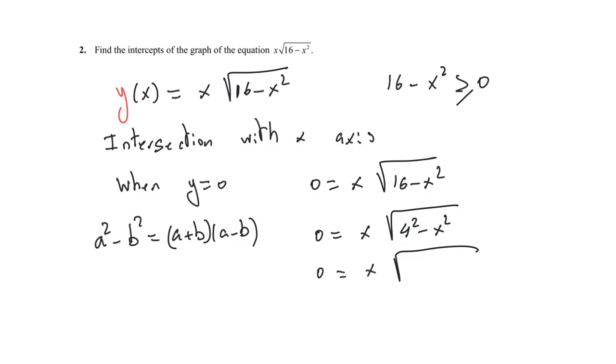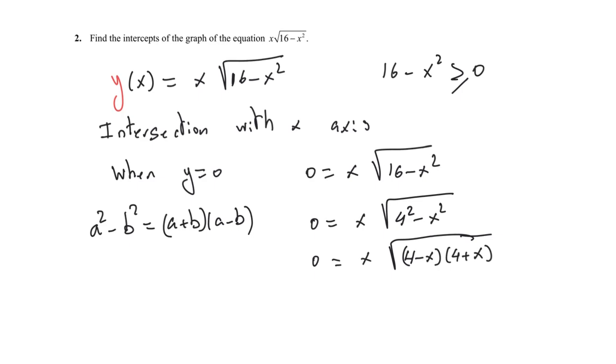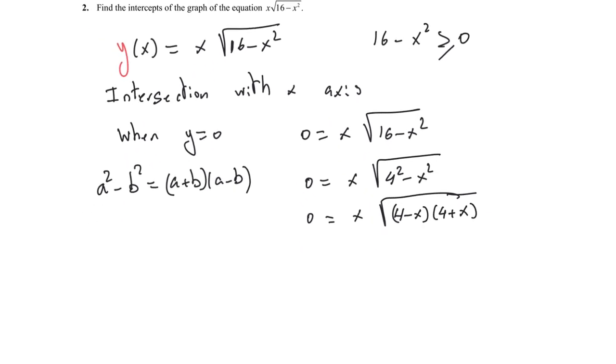a squared minus b squared will be 4 minus x multiplied by 4 plus x. So this should be equal to 0. How will this be 0? There are certain possibilities for which this is 0. The first possibility is if x is 0. If x is 0, this is 0. 0 times something will be 0.